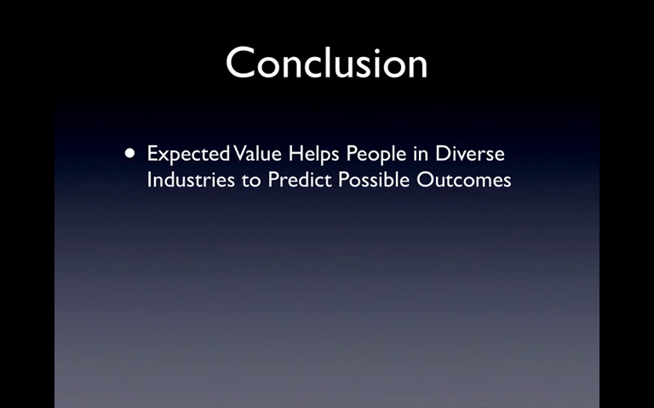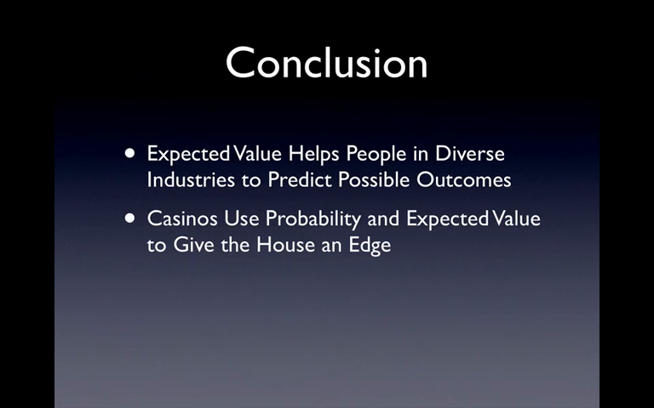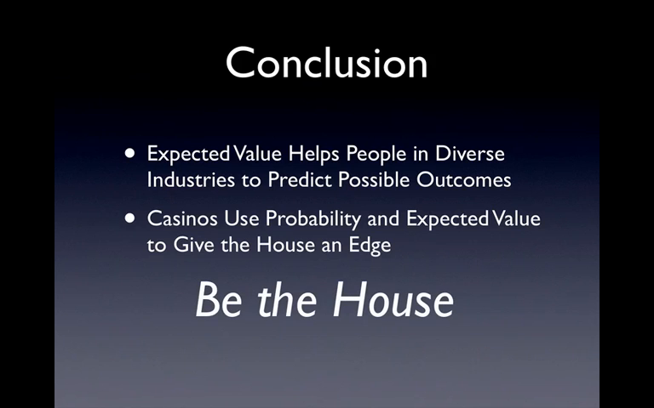Using expected value can help people to predict possible outcomes in many different areas. Casinos use probability and the expected value of the games that gamblers play to give the house an edge. By carefully establishing and maintaining positions with positive expected returns, option traders can use probability and statistics to enhance portfolio returns and, in a sense, be the house.